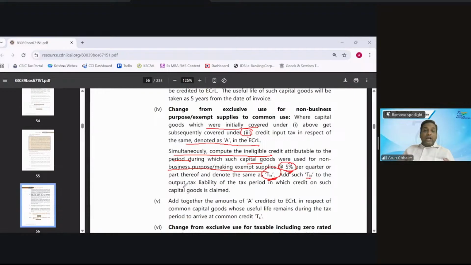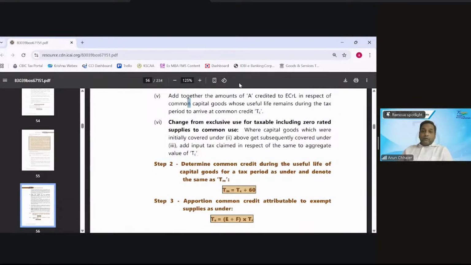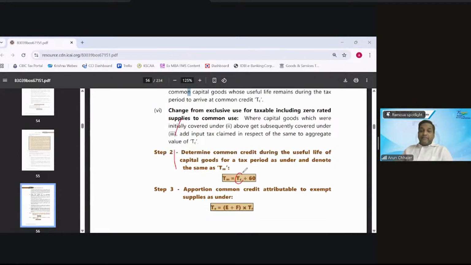Add such TIE to the output tax liability in which credit of capital goods is claimed. Add together the amount of A credited to the electronic credit ledger in respect of common capital goods whose useful life remains during the period to arrive at the TC, common credit. Whatever total common credit you have calculated, divided by 60, will be the equivalent monthly credit.